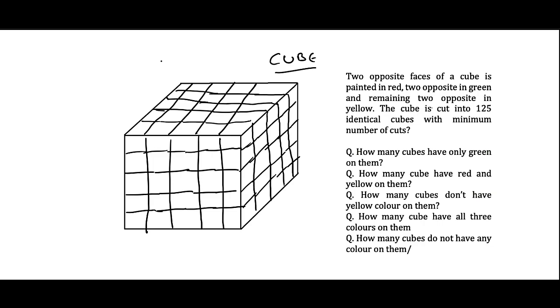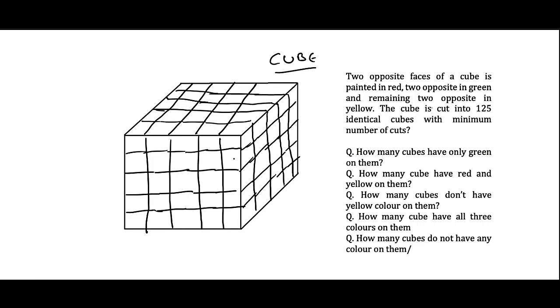Calculating the number of face painted cubes, that is 3 face, 2 face, 1 face, and no face. Let us see the different types of examples. Now here we have a case where 2 opposite faces of a cube are painted red, two opposite green and two opposite yellow. Now a larger cube: two opposite faces we have to paint red, two opposite we have to paint green, and two opposite yellow.